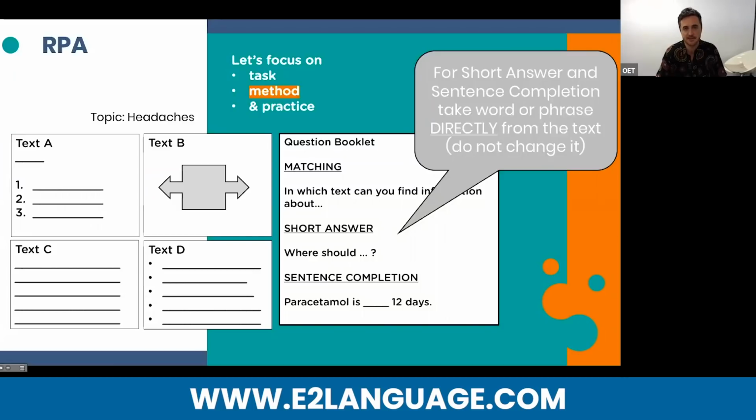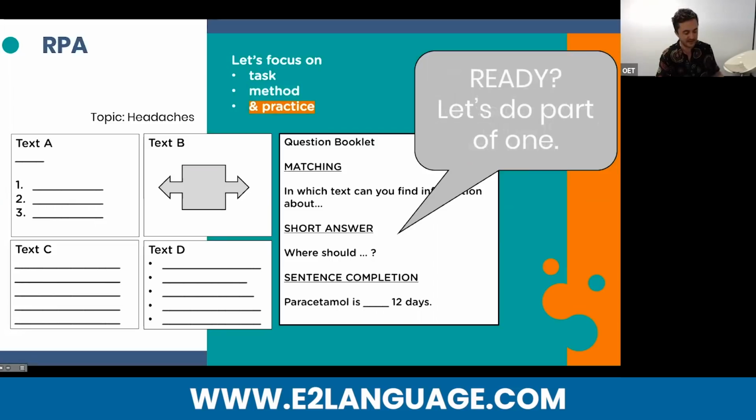So it's a good thing. It makes it simple. There's no transformation at all. You're taking the word straight from the text, writing it as your answer. Okay? And you'll find that in the sentence completion one, if you do that, it will make the sentence grammatical. Okay, so just keep that in mind. No transformation necessary for short answer and sentence completion. Take the word directly, pop it in as the answer.